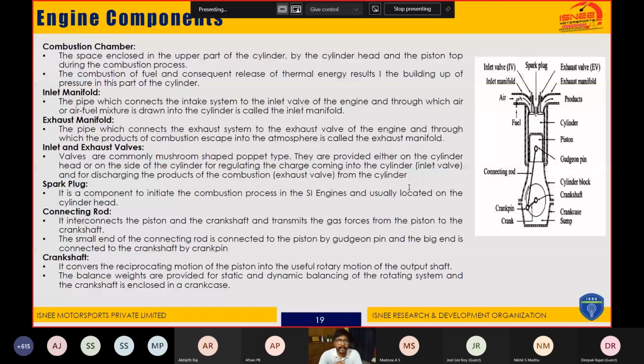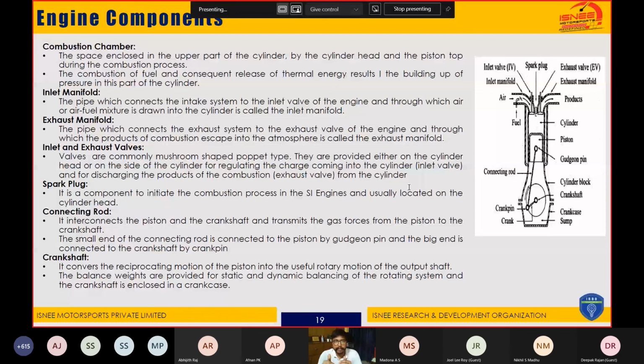So there is obviously an inlet manifold, the pipe that connects the intake system to the inlet valve of the engine, and through which air or air-fuel mixture is drawn into the cylinder. Basically, it is the pathway from where the air or air-fuel mixture enters. So this is the inlet manifold.